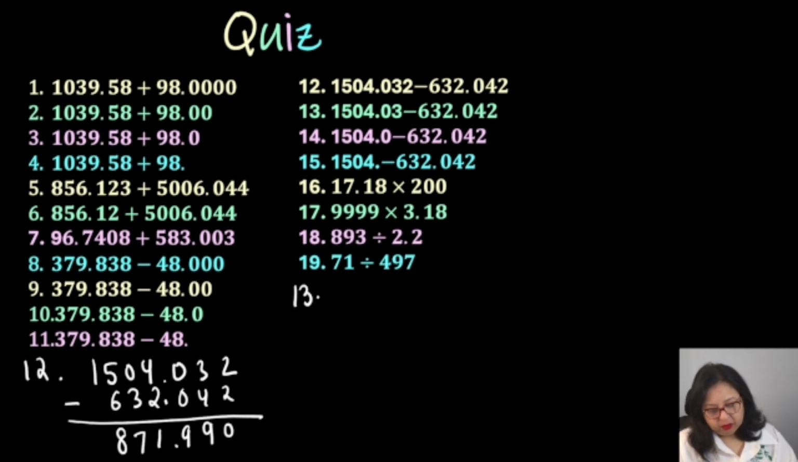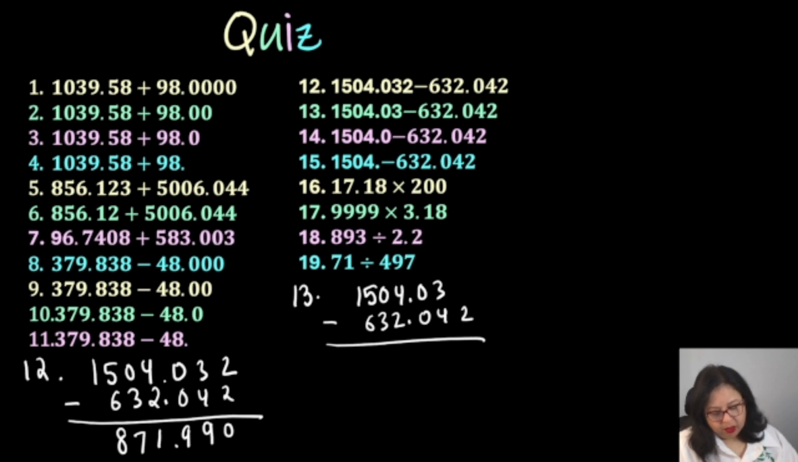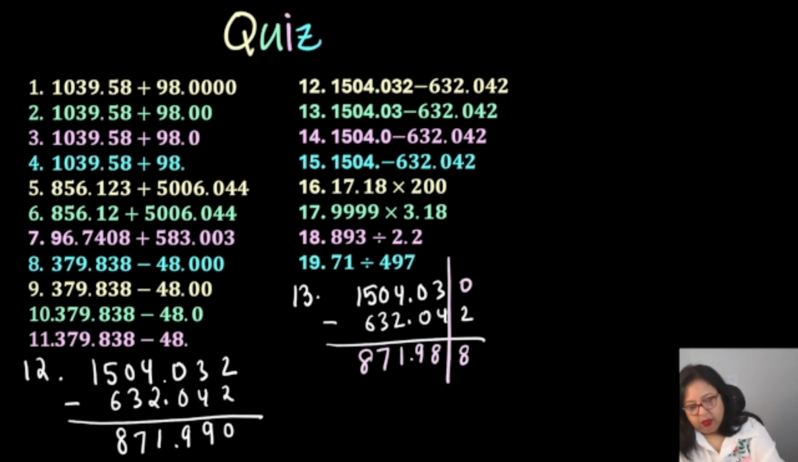Number 13, 1504.03 minus 632.042. Alright, now in this case, the first number is to 2 decimal places. So the answer must round off to 2 decimal places. We're going to pretend like there's a 0 over here. So this will give us 10 minus 2 is 8, 12 minus 4 is 8, 9, 1, 7, 8. So that's our answer.